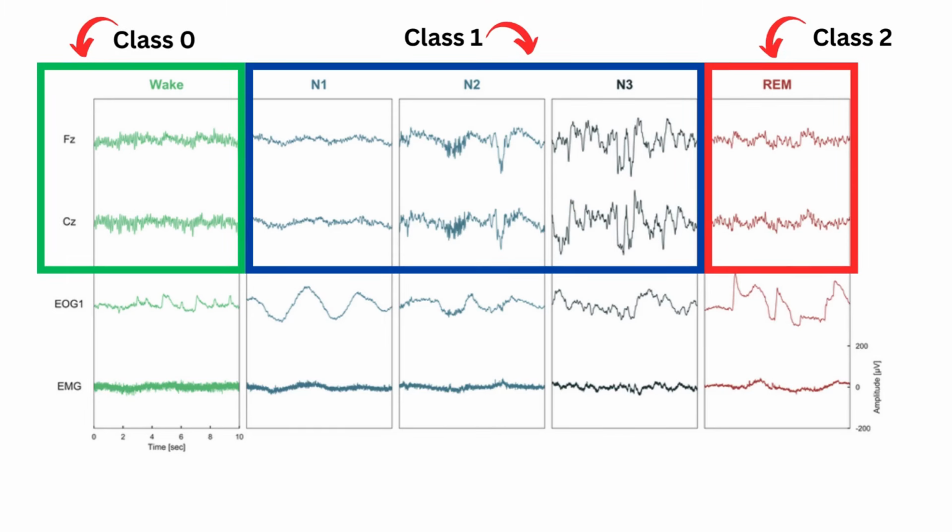In this part of the project, we'll use 2 channels for the EEG recording and chunk the analysis into 3 classes. We're going to have the awake stage as class 0, sleep stages 1 to 3 as class 1, and then finally the REM stage as a separate class.